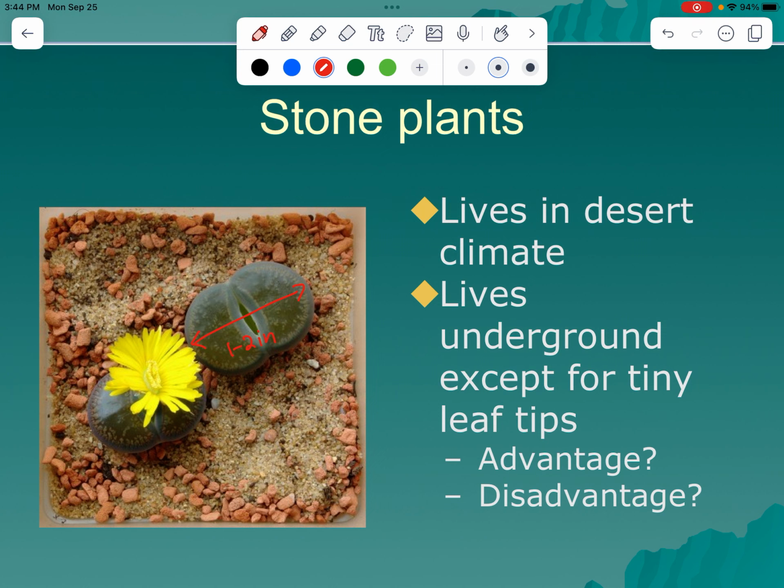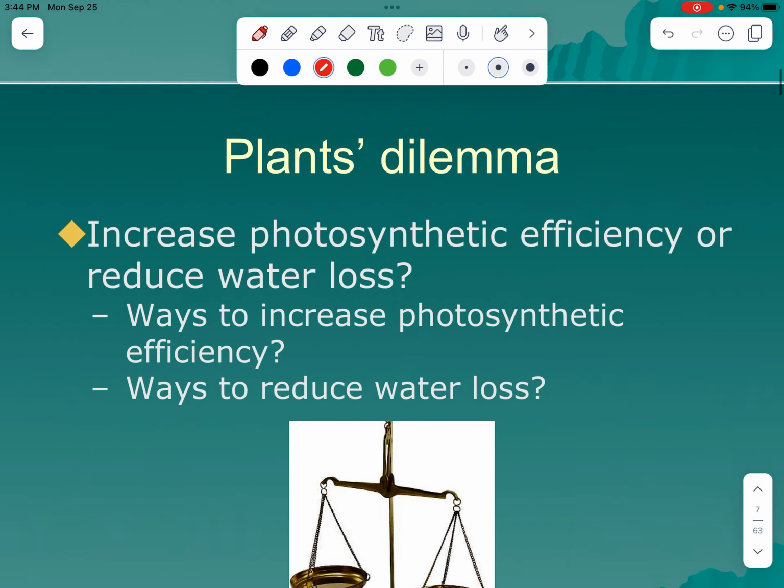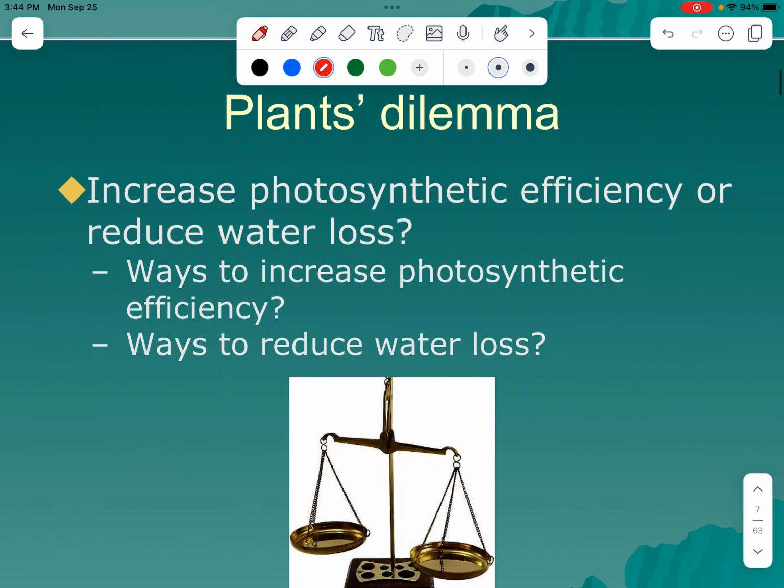But the same feature gives them a disadvantage because since their leaf surface area is so small, they can't absorb as much sunlight. And that means that they can't photosynthesize as much. So that essentially means that they can't make much food for themselves. So the stone plants do a really nice job at presenting the dilemma that's faced by all plants on the surface of Earth. So all plants need to make a decision.